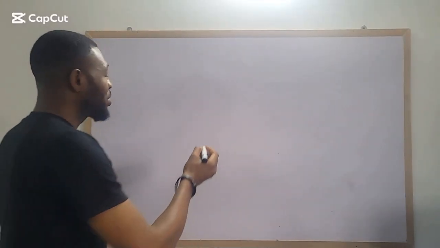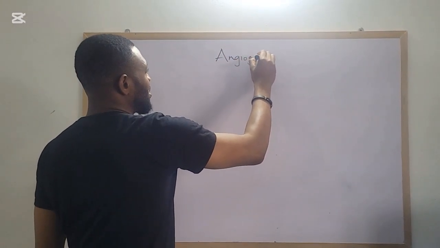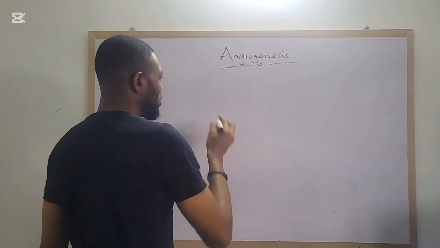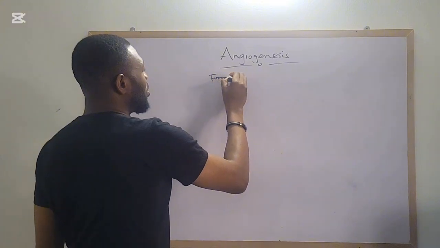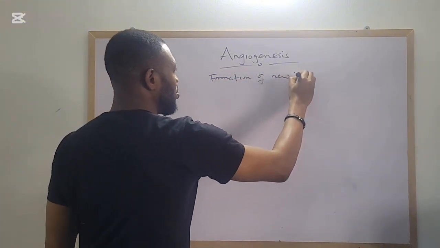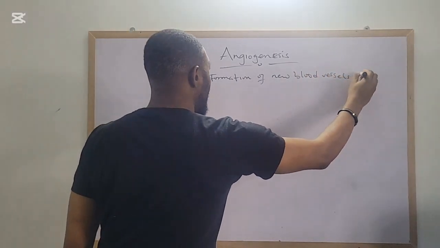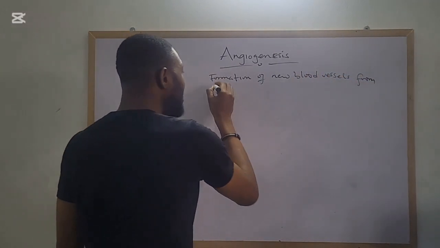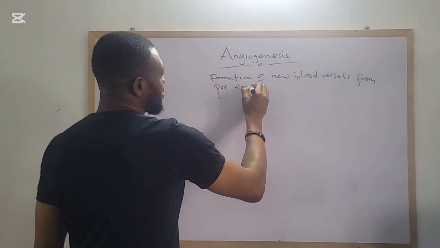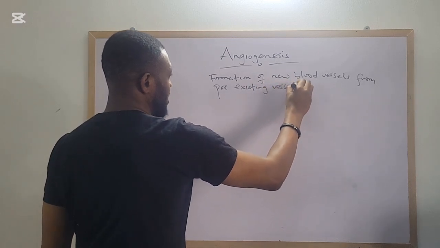All right, so angiogenesis. Angiogenesis is simply the formation of new blood vessels from pre-existing vessels. Okay, so that's what angiogenesis is.